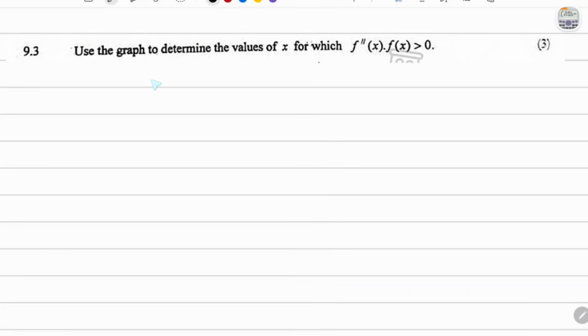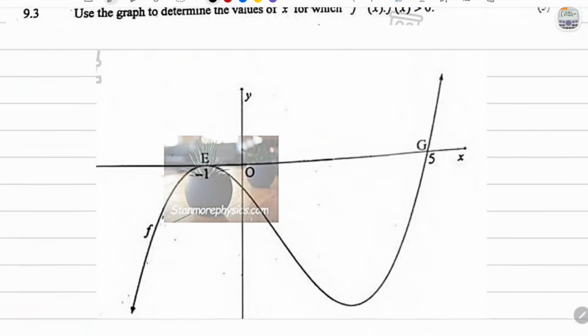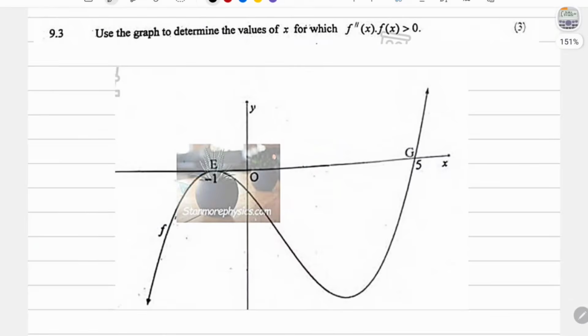Question 9.3 says, use the graph to determine the values of x for which f double prime of x multiplied by f of x is greater than 0. So let's go ahead and get the graphs first. So if this is our graph, and they're specifically speaking about f of x, which is the one we have, and f double prime of x, let us just go ahead and find out what this one is going to look like. So in order to get to that, this is what happens.